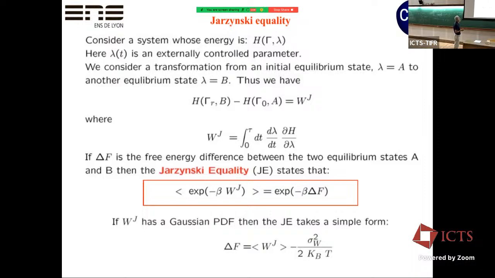The idea now is the following. Suppose that I do a transformation and I am driving the system from a state A to a state B by changing the control parameter lambda(t), okay? So H is the energy of the system, which is of course a function of many parameters, among them lambda. And so the work that I performed is just dλ/dt times dH/dλ.